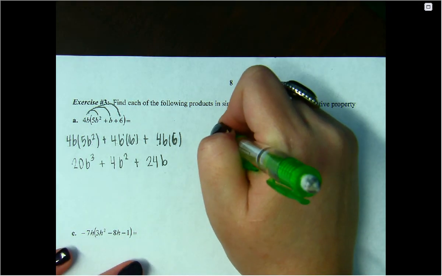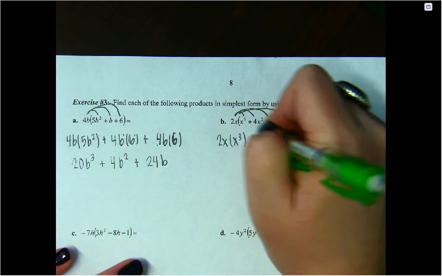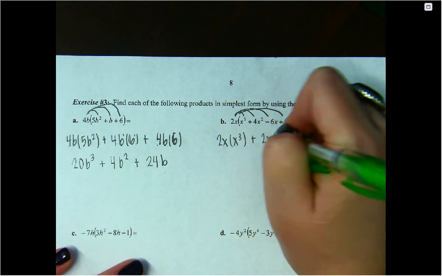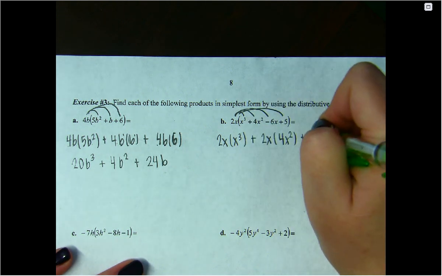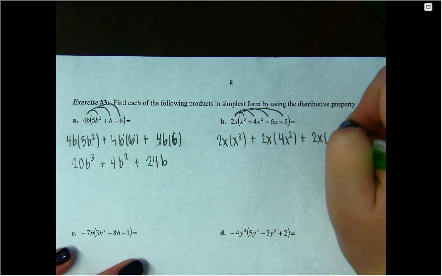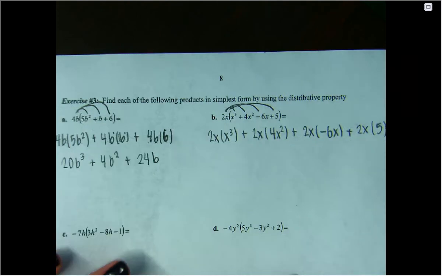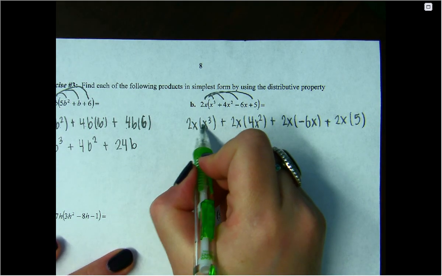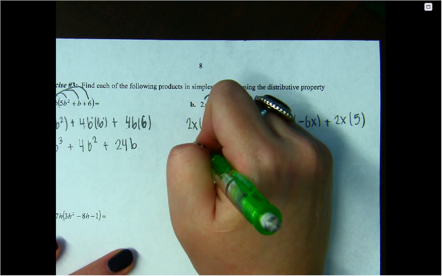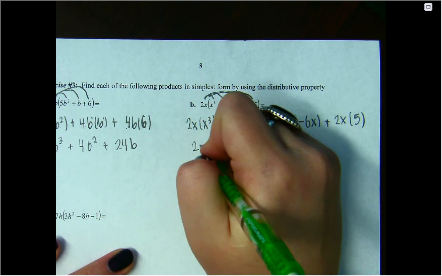So the first one I have is 2x times x cubed, and then I'm adding 2x times 4x squared, and then I'm adding the 2x times negative 6x, and then I'm adding the 2x times 5. So I'm just distributing to each and every piece. All right, so no numbers to combine here. 2 times 1 is 2. And then x times x cubed, well, I'm adding my exponents, is x to the 4th.